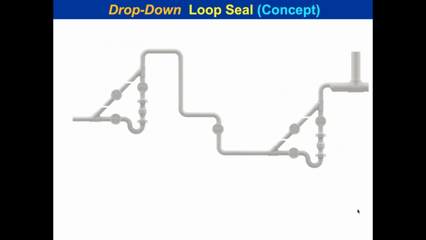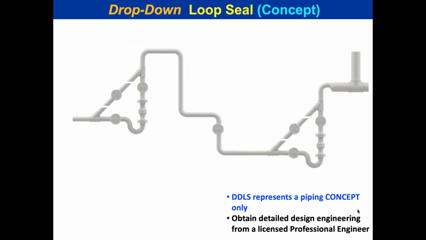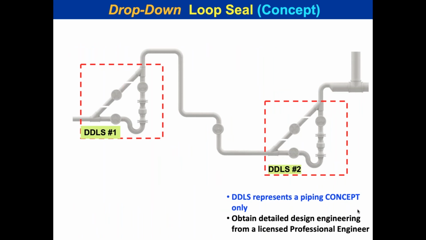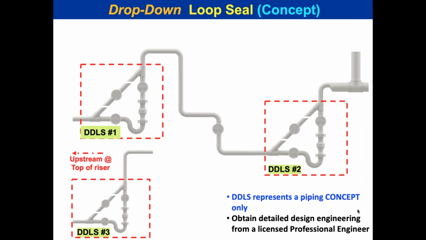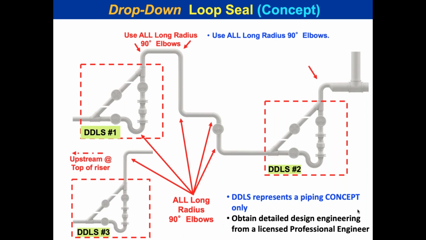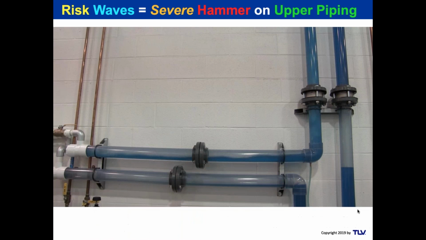Excuse me. So on the refinery in Texas, that would look something like this, where they were told to get a professional engineer to design it for them, DDLS1, DDLS2, and DDLS3. All long radius elbows. So I thought it would be interesting, and some of the guys that are on today, Andrew Moore and Justin McFarland, and some other of our engineers came up with this. They decided to do this in our lab to see what it would look like.